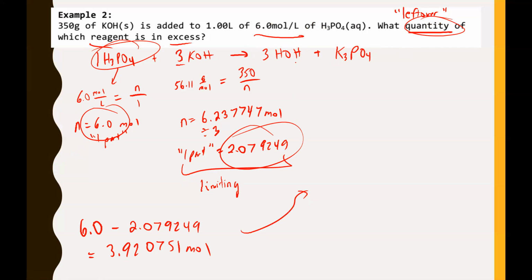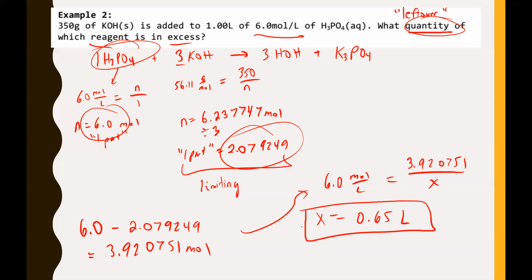So long story short here, let's use that 6 moles per liter. 6.0 moles per liter is going to equal some number of moles, which we'll say is the 3.920751 leftover moles, over some number of liters, which I'll just call X. Times by X on both sides, divide by 6, and you're going to find that to just 2 sig digs, our X is going to equal 0.65 liters. So in other words, after this chemical reaction is all said and done, we'll have 0.65 liters, or in other words, 650 milliliters of H3PO4 left over that wasn't actually used.